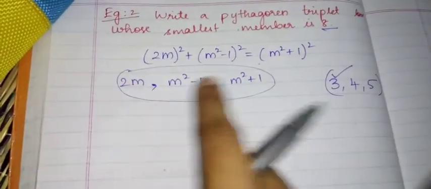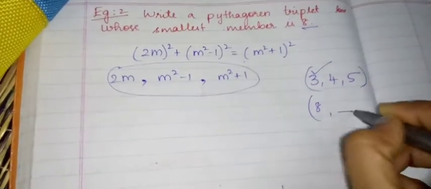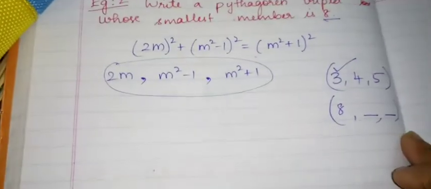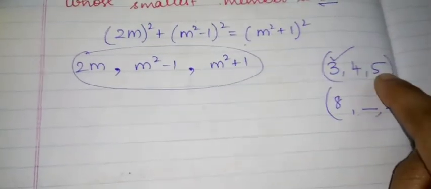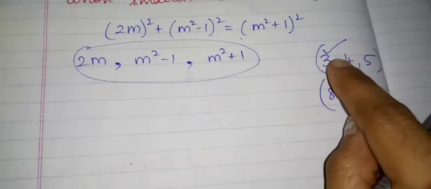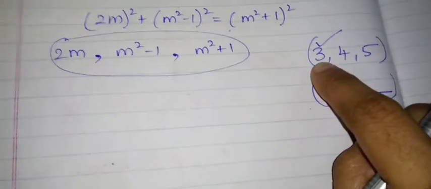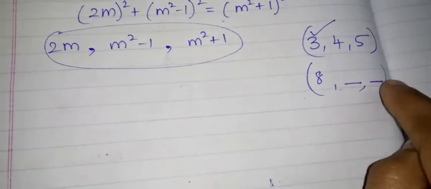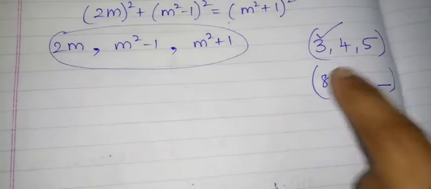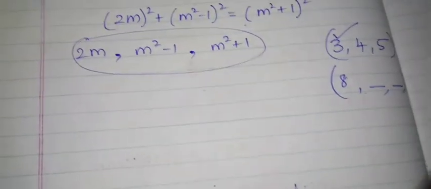Likewise, I am taking three numbers, and in that 8 is one of the smallest numbers. The remaining two numbers we have to find. In your previous problem, 3, 4, 5 are the numbers, and in that we know 3 is the smallest number. Likewise 8, dash, dash. Here 8 is the smallest which we got. So we have to find the remaining two.